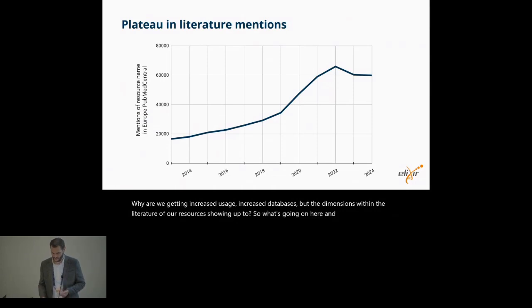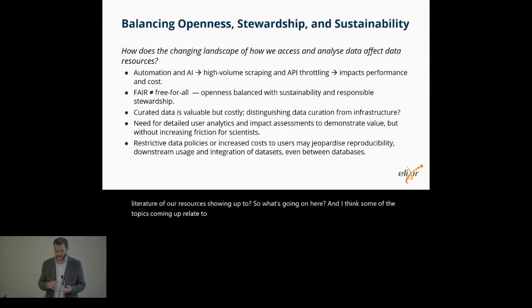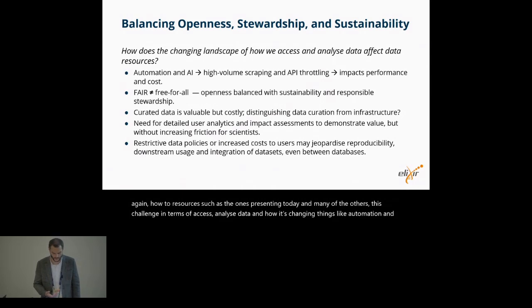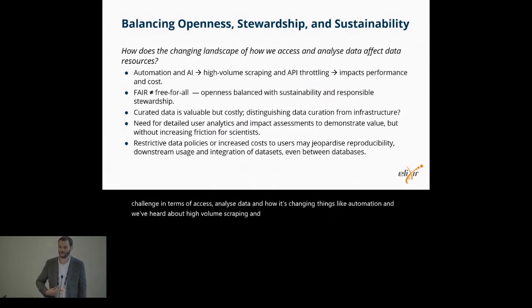I think some of the topics coming up relate to this balancing of openness, stewardship, and sustainability. So how do resources such as the ones presenting today, and many of the others, address this challenge in terms of access and analyzed data and how it's changing? Things like automation and AI: we've heard about high volume scraping and API throttling. Some of our resources have talked about being hammered by lots of bots and scraping, and this is becoming a challenge for some of them.